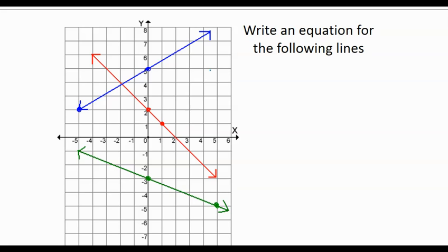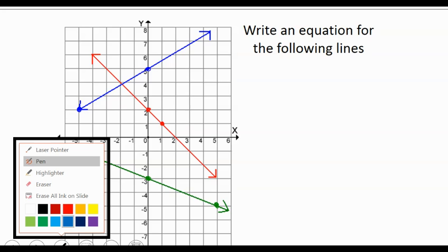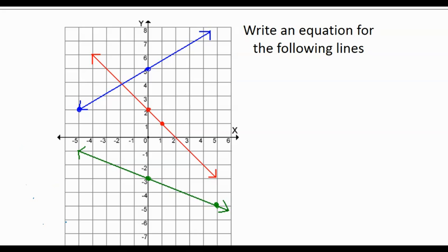All right. I would like you to try and write the 3 equations for these 3 lines. So pause the video and try and write the equations. Okay, so the blue line, y equals something x. My y-intercept is 5, so it's going to be a plus 5. My slope, I'm going to go up 3, right 5. So my slope is 3/5. So y equals 3/5 x plus 5.